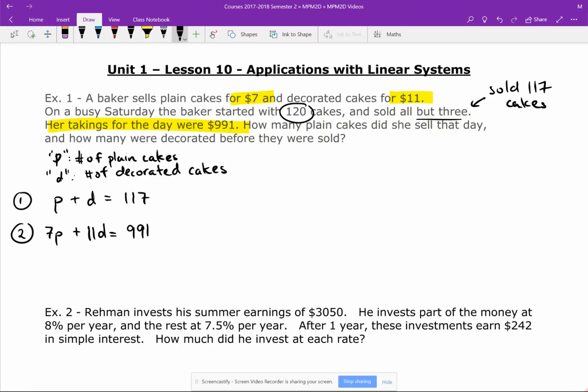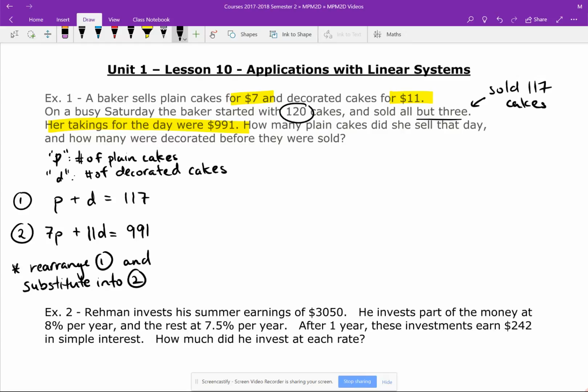So what I'm going to do is rearrange. So let's solve this system. It's a linear system. So instead of X and Y, you're doing P and D, so that's fine too. What I'm going to do is rearrange by using substitution. So rearrange equation 1 and substitute into 2.